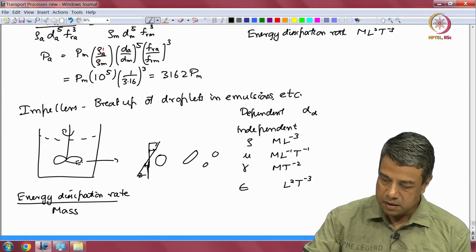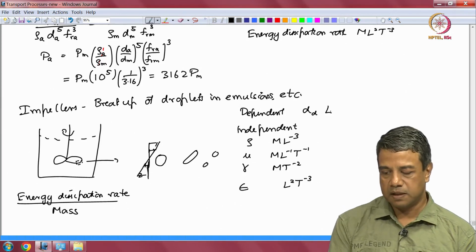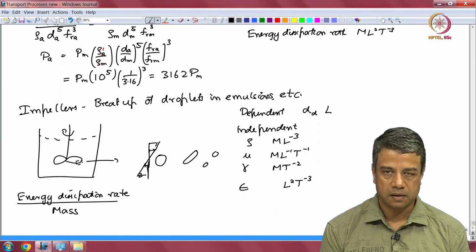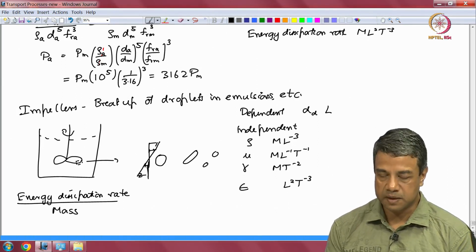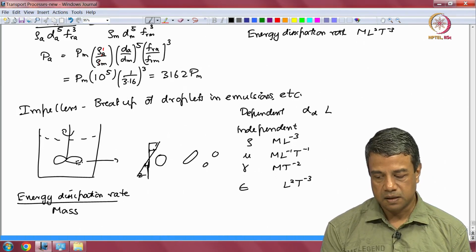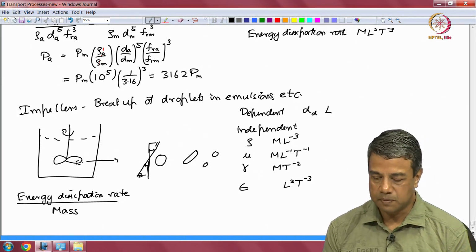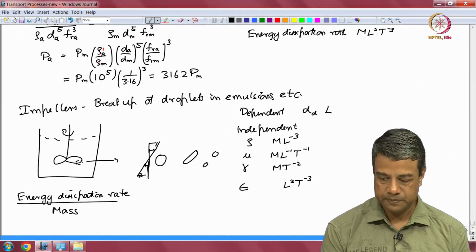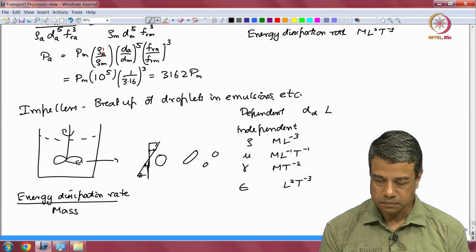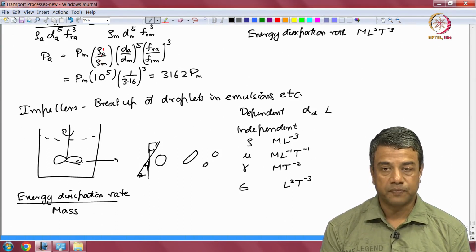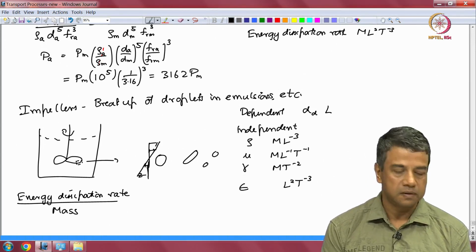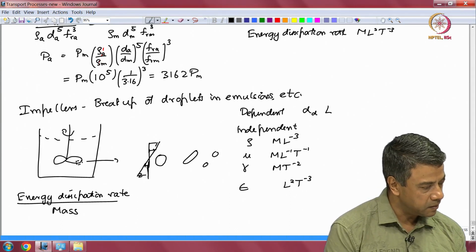So, this diameter has dimensions of L, and I have 1 dependent and 4 independent parameters, with 3 dimensions. I should have 1 dependent and 1 independent dimensionless group from this, because there are 3 dimensions, 1 dependent property, the droplet diameter, and 4 independent parameters. Now, this depends upon what is the mechanism of breakup. Is it inertial or is it viscous? That will determine what dimensionless group we get.